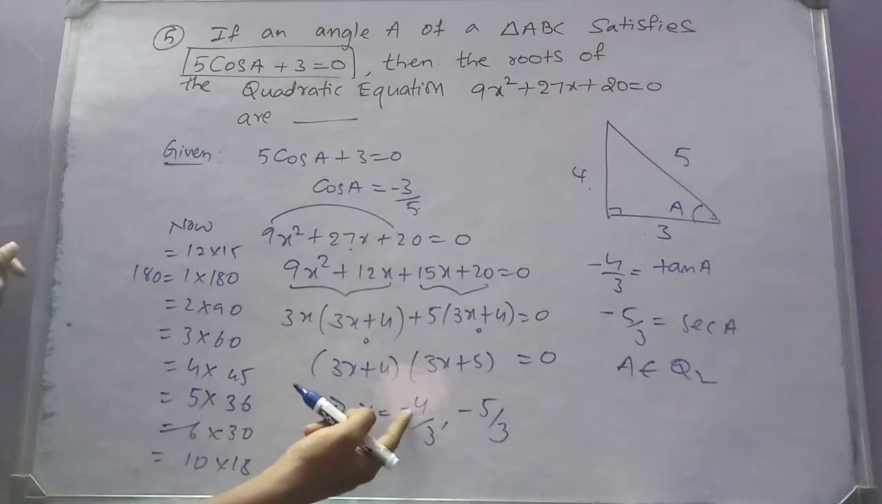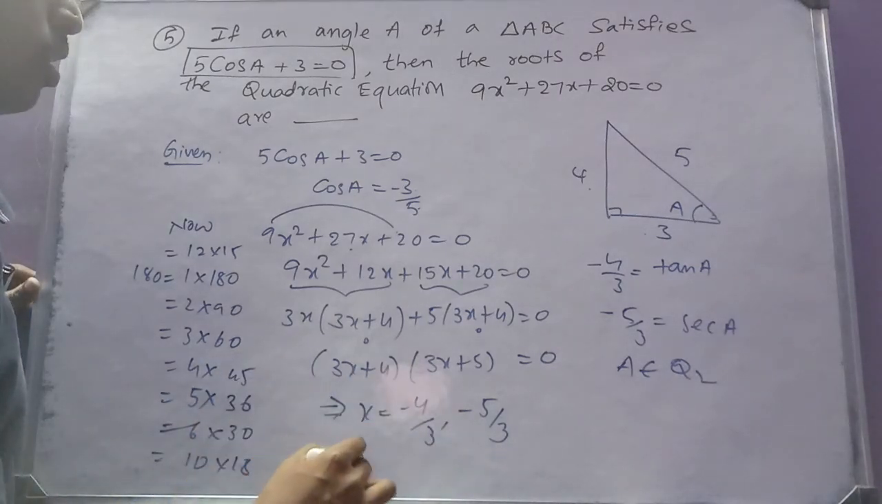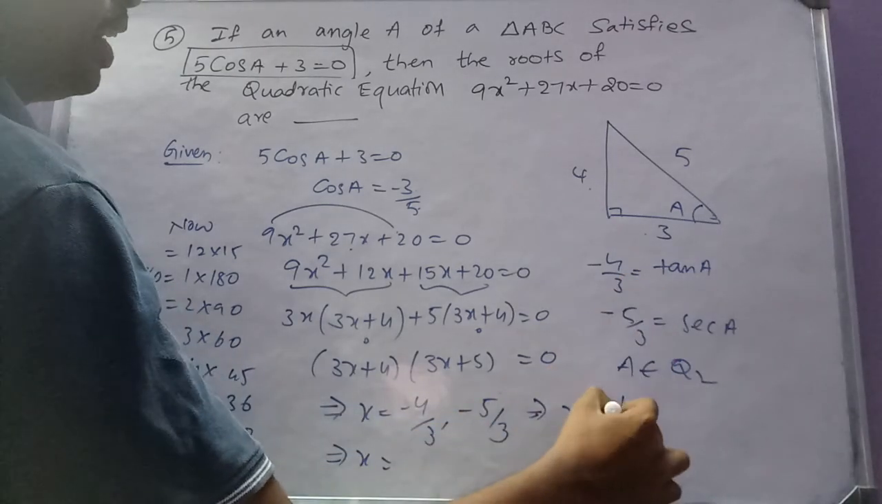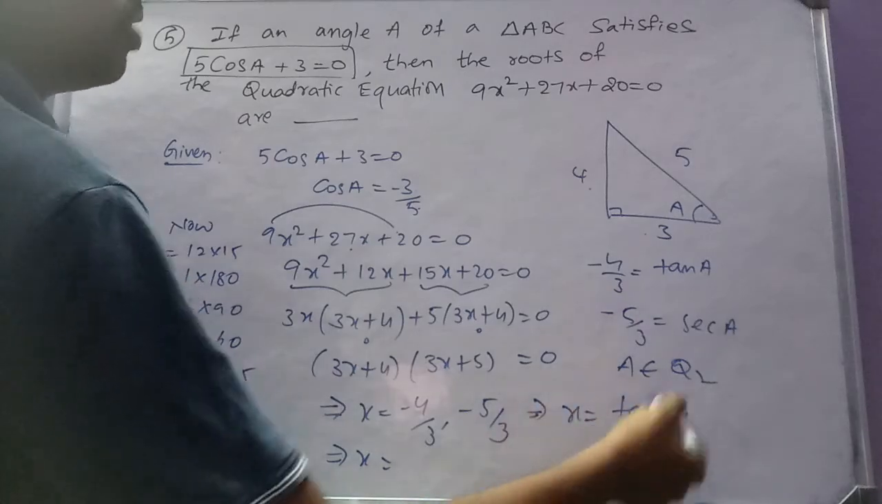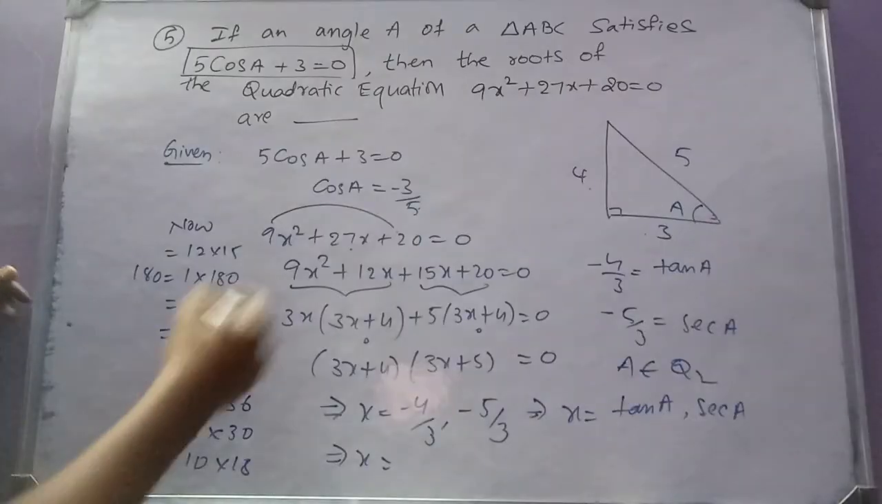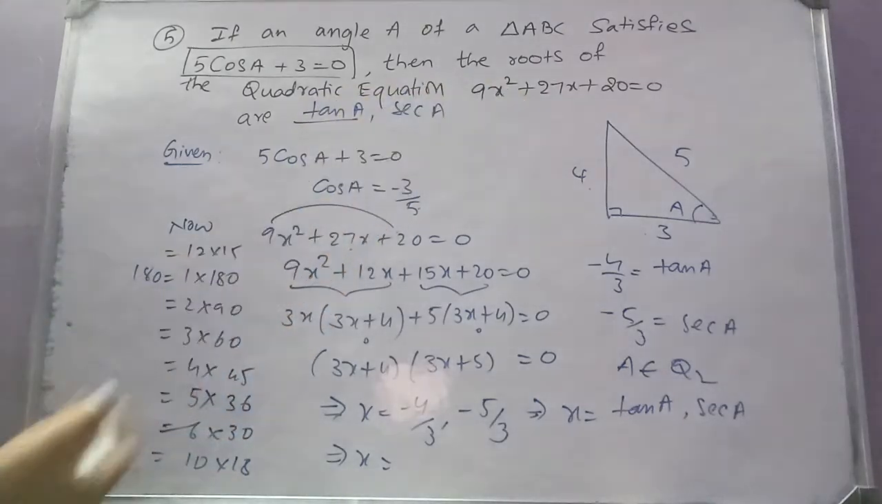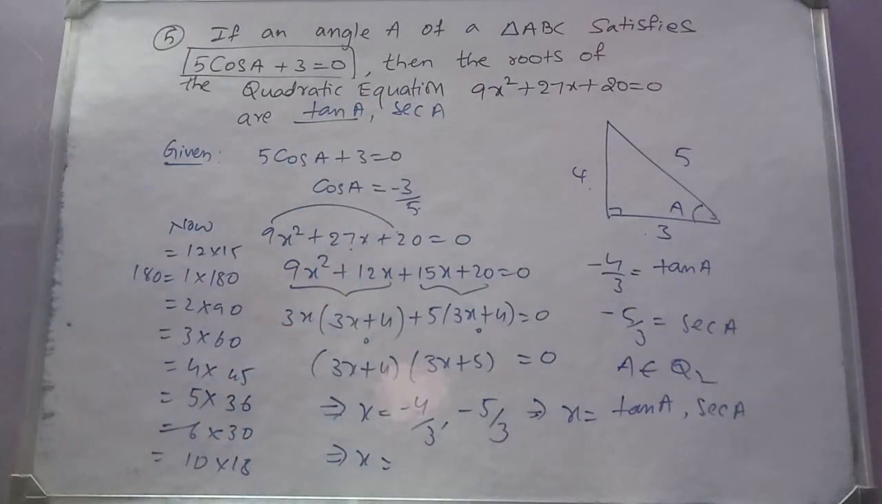So therefore what is minus 4 by 3 actually? Minus 4 by 3 is tan A, and minus 5 by 3 is secant A. So therefore the answers are tan A comma secant A. The roots of this quadratic equation are tan A comma secant A.